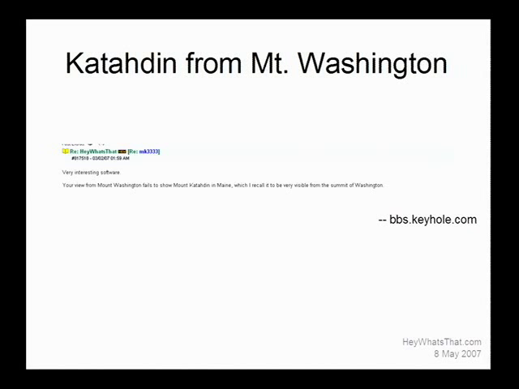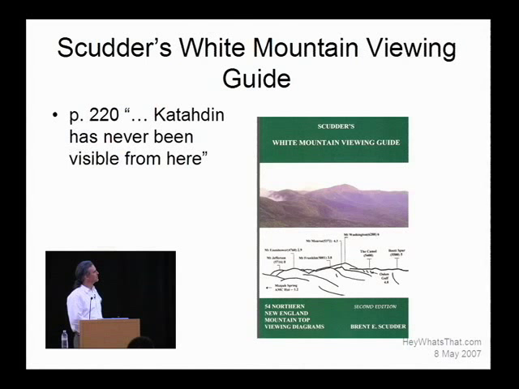I'm driving my younger daughter down to the state championships, where our high school team was in the basketball tournament. You go to a bookstore afterwards, and there's this book called Scudder's White Mountain Viewing Guide, where this gentleman, Brent Scudder, climbed 50 different peaks. He's a retired meteorologist, took photos, projected them up on his wall, made a slide of azimuth bearings, projected that up, took the data, covered his barn floor with topo maps, and drew pictures like this for all of them. So I talked to him. I opened it at page 220. Katahdin has never been visible from here.